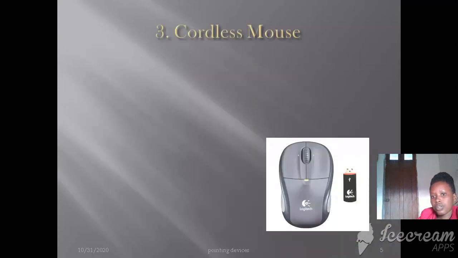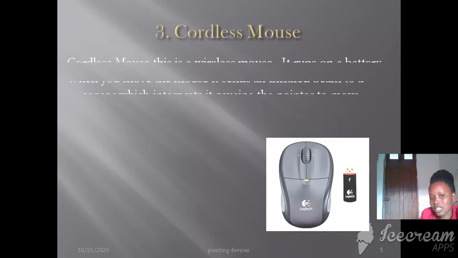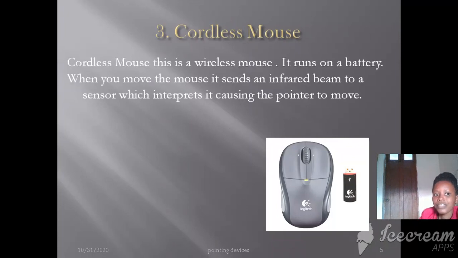Alright, so we look at what we call the cordless mouse. Cordless as in the word cordless. So this cordless mouse is a wireless mouse. It has nothing like a cable, nothing like a wire. As you can see from the diagram here, you don't see anything like a wire connected onto this mouse. So that's why it is called cordless. It has no cord on it.